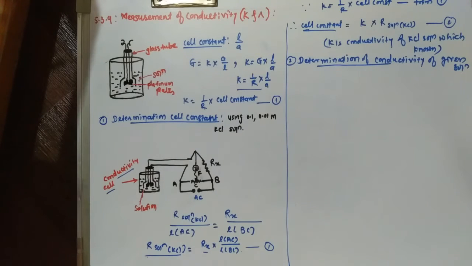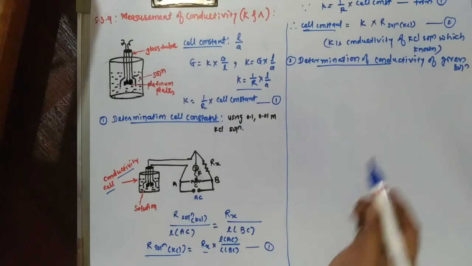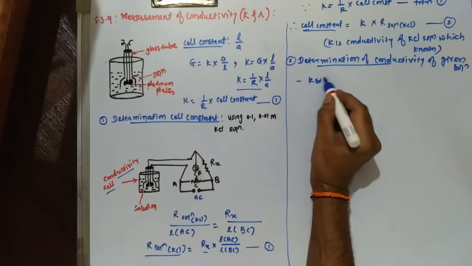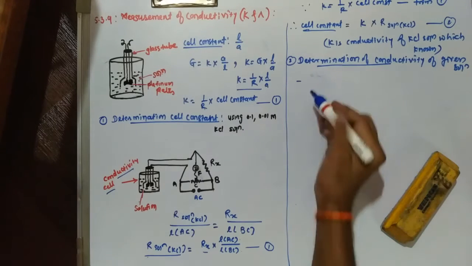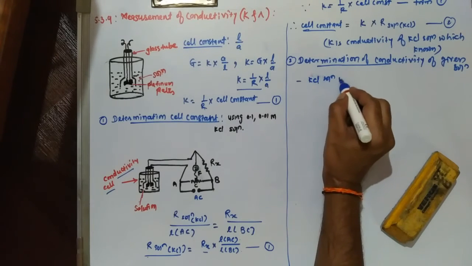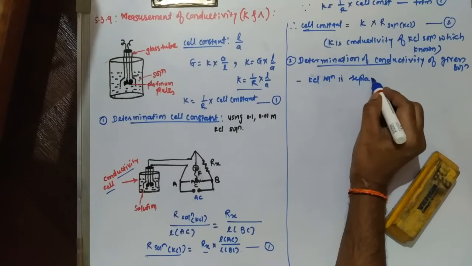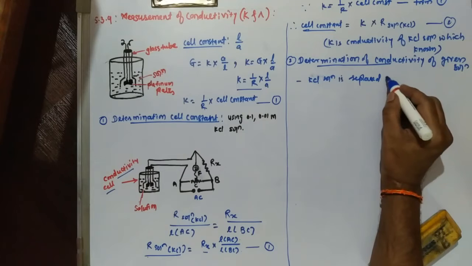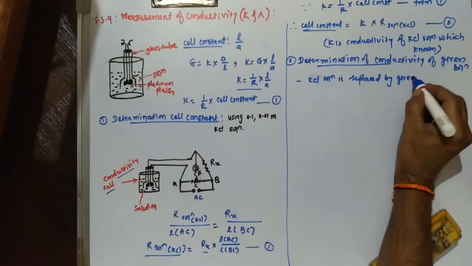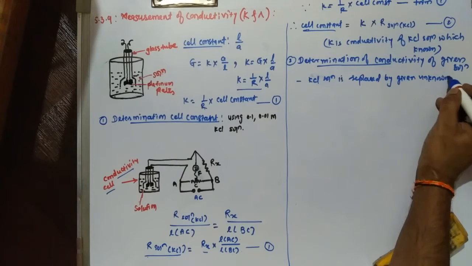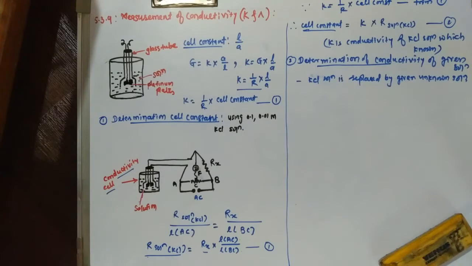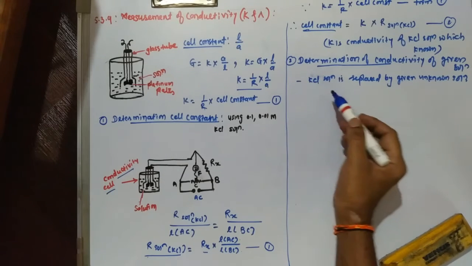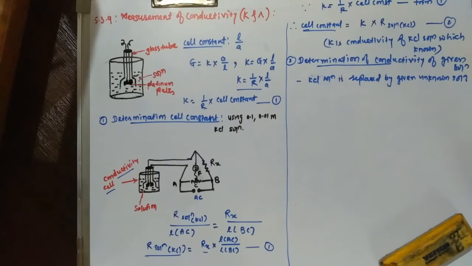Now here what is to be done? The KCl solution is replaced by the given unknown solution, whose resistance and thus conductivity is unknown. Now the KCl solution from the conductivity cell is replaced by the given solution whose conductivity is to be measured.